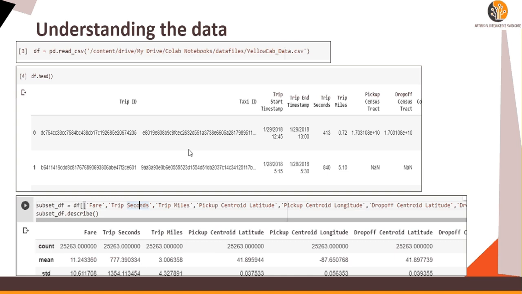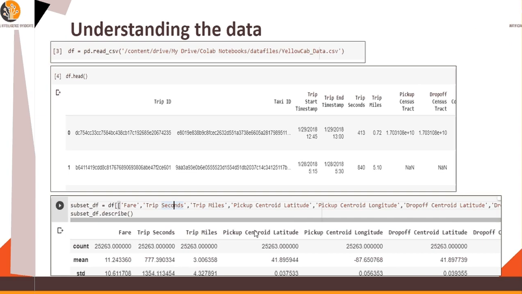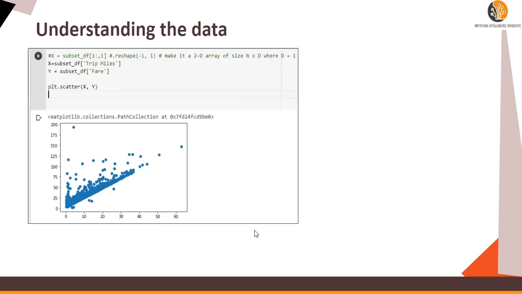And based on that subset, we identified, and I'll show you the process of identifying, a few columns. The first, fare, is my target, and all other columns are my features, predictors. So we made a subset of the data frame. Next step, we are going to plot some data. You can see I have plotted trip miles versus fare. So fare on the y-axis, trip miles on the x-axis, and it's fairly linear.